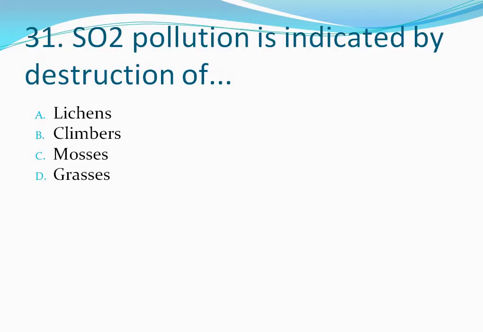Question number 31. SO2 pollution is indicated by destruction of, your options are option A, lichens, option B, climbers, option C, mosses, option D, grasses. SO2 pollution is indicated by destruction of lichens. So the correct answer is option A. Let's move to the next question.